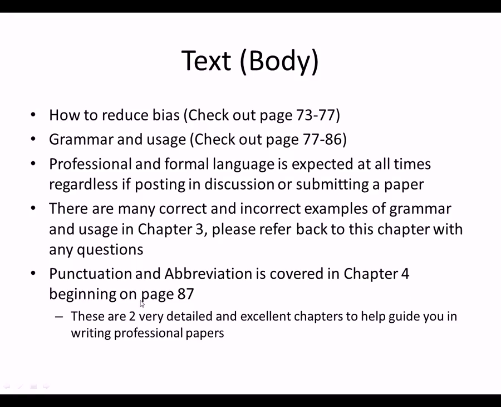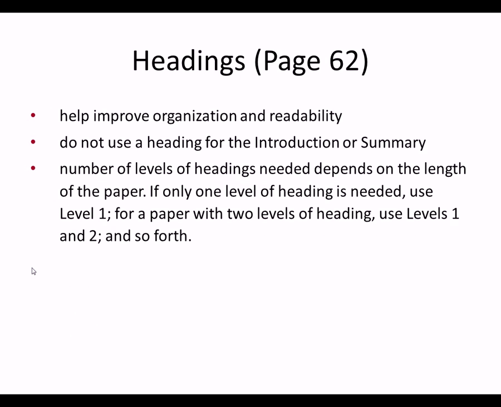Now, professional and formal language is expected at all times, regardless of posting in discussion or submitting a paper. You are at a professional level, and we expect you to write at a professional level and document at a professional level. There are many correct and incorrect examples of grammar and usage in Chapter 3, so refer back to this chapter with any questions that you have. Punctuation and abbreviation is covered in Chapter 4, beginning on page 87. So Chapters 3 and 4 are two very detailed and excellent chapters to help guide you in writing professional papers. If in doubt, look.